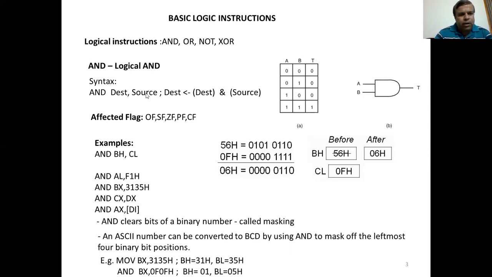And the source operand can be an 8-bit register or 16-bit register or 16-bit memory location or an immediate operand, whereas destination can be a register or memory location. Both the operands cannot be a memory location or immediate numbers. Flags affected after executing these instructions are overflow flag, sign flag, zero flag, parity flag, carry flag.